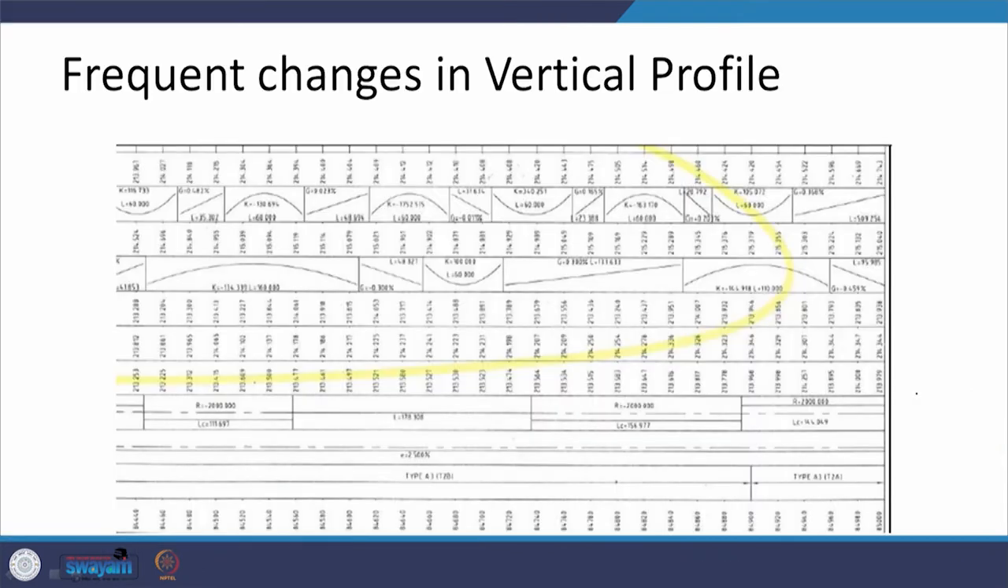Let us look at another such piece which has been taken from a report. Here what you can find is that again there is a problem of a number of changes in the vertical profile. There are some straight sections, then there are curves. There is 1, 2, 3, 4, 5, 6. So, 6 curves are there in a certain length, and the tangents which have been shown in some of the cases, those tangent lengths are also not so high. So, we have a succession of valley curves and summit curves with short tangents, and this is going to create a problem. So, this needs to be rectified.